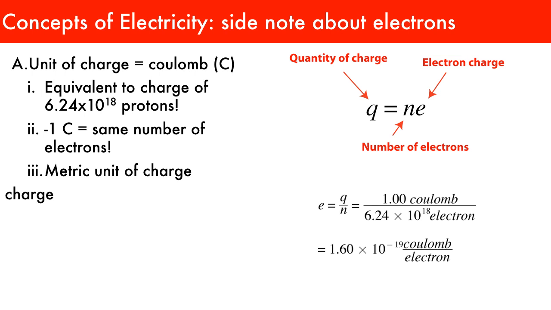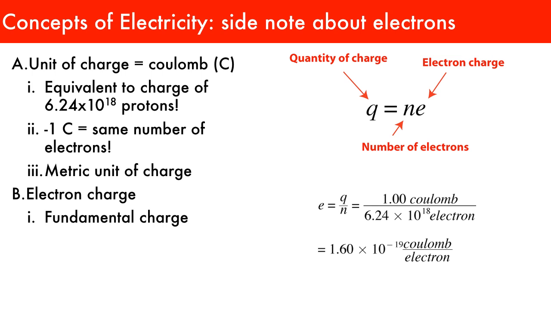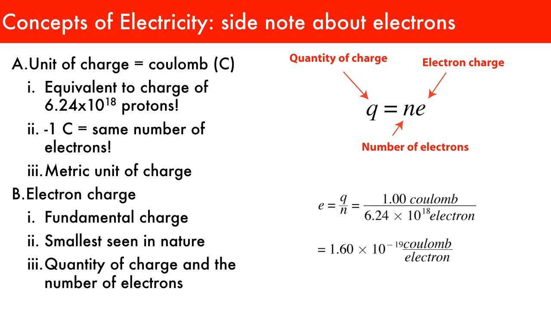Now, the other way to look at it is the electron charge itself. It's called the fundamental charge, and the symbol is E. It's the smallest that we've found in nature. And it is the quantity of charge on the electron. So over here, the number of charges in a Coulomb is basically this number times 10 to the 18.